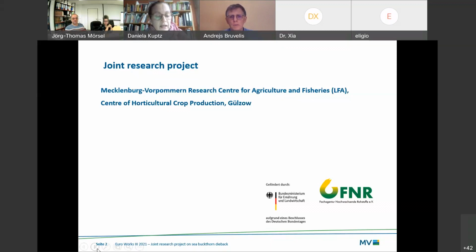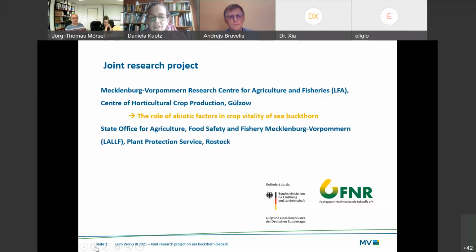The role of abiotic factors in crop vitality of Seabuckthorn. That's what we are doing. Then there is the State Office for Agriculture, and my colleague Jenny Scheel is doing plant protection. Her task is the monitoring of the wild habitats along the coastline. And she's also doing evaluation of plant protection measures.